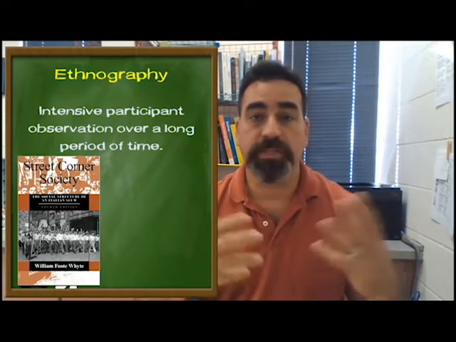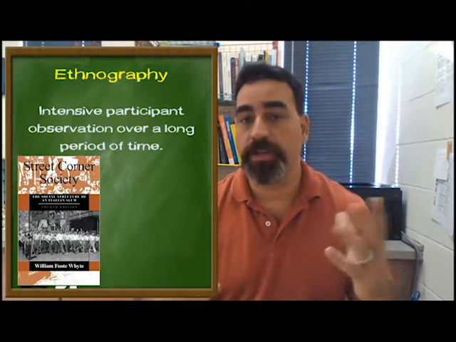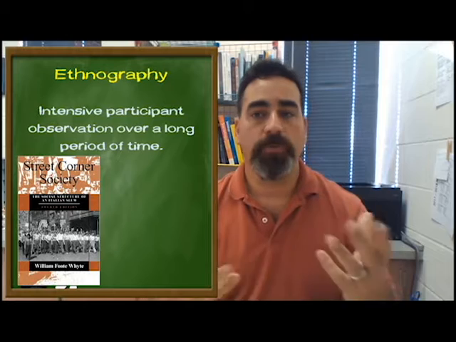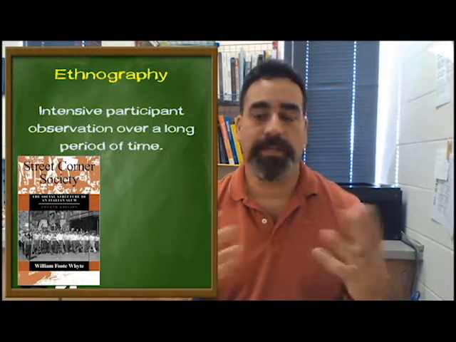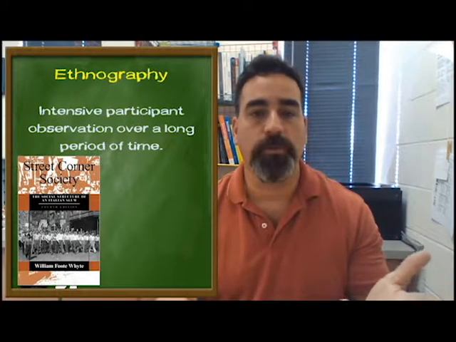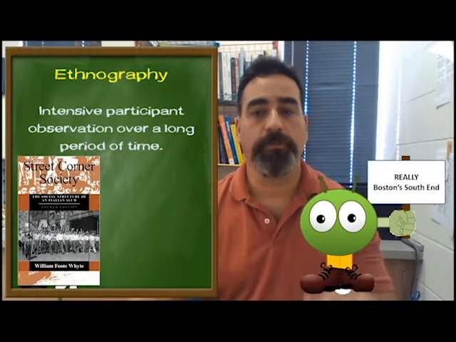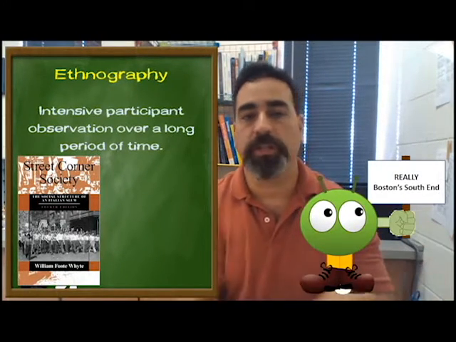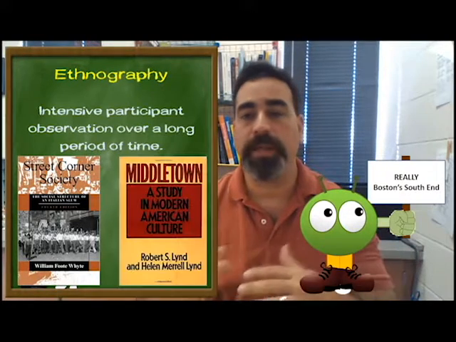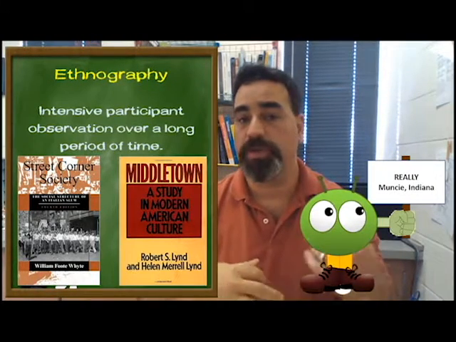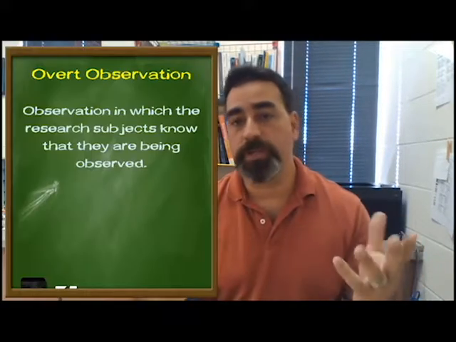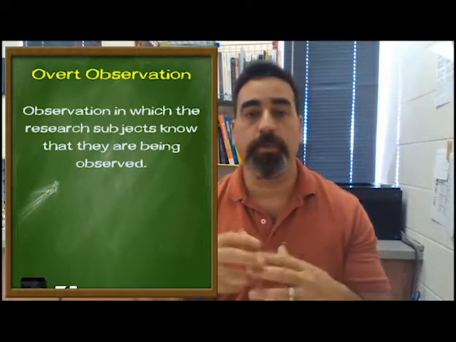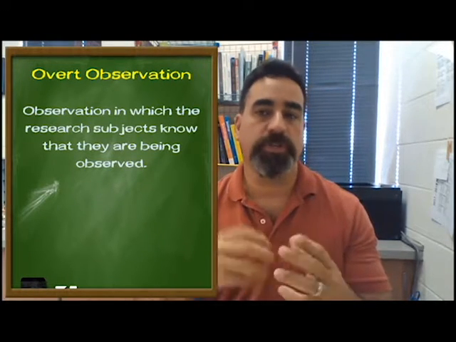William Foote Whyte set the standard for urban ethnography in his study Street Corner Society. Whyte researched the social organization of what many considered a disorderly and disorganized Italian slum in the 1940s, identified as Cornerville. Another famous sociological ethnography was conducted by Robert and Helen Lynd in their study of Midwestern norms and values in Middletown. These two studies are examples of overt observation, or participant observation, in which the subjects know that the participant is conducting research on them.